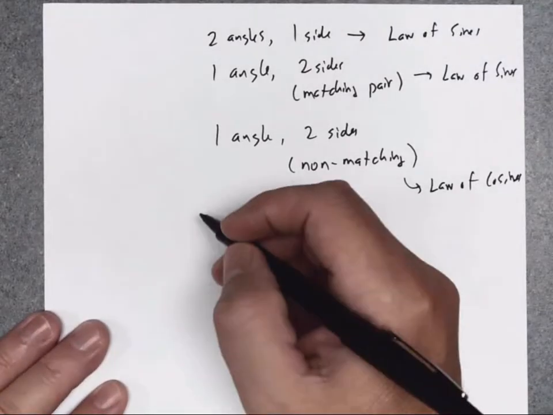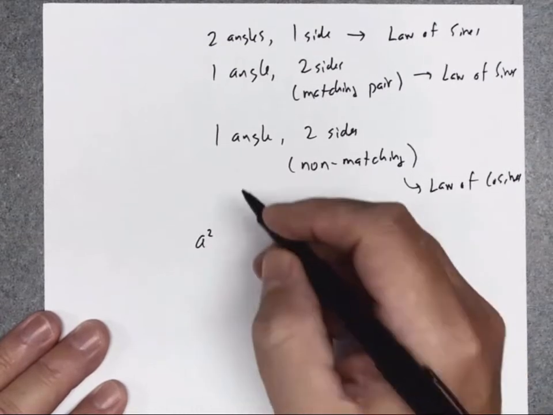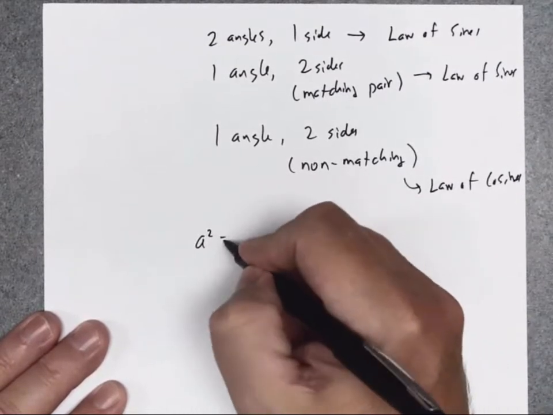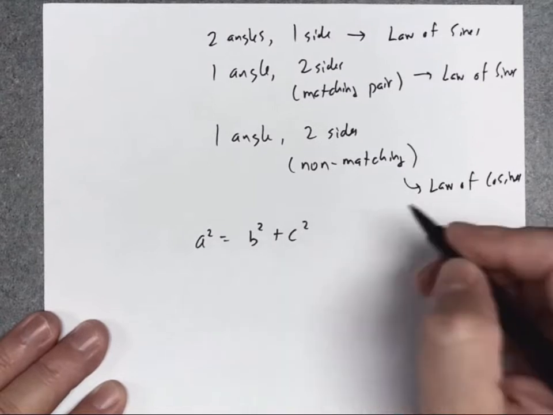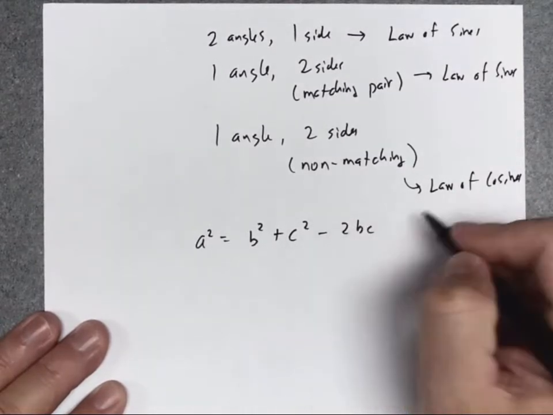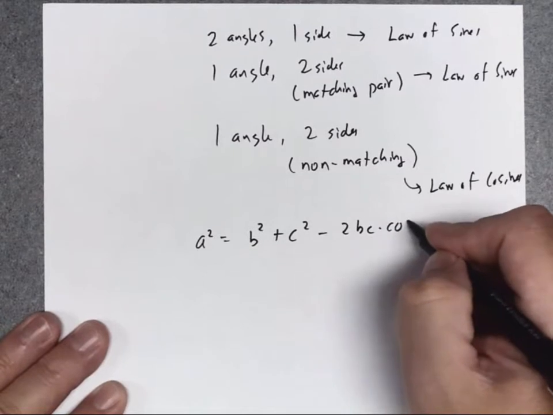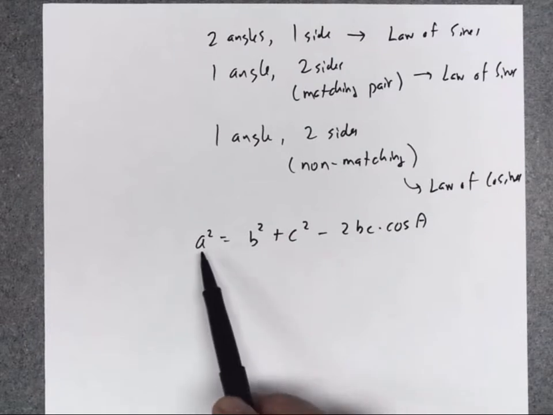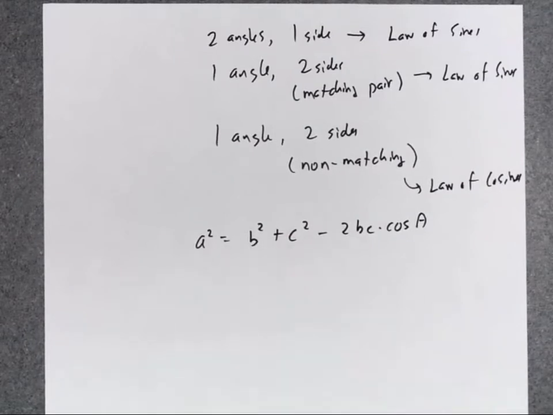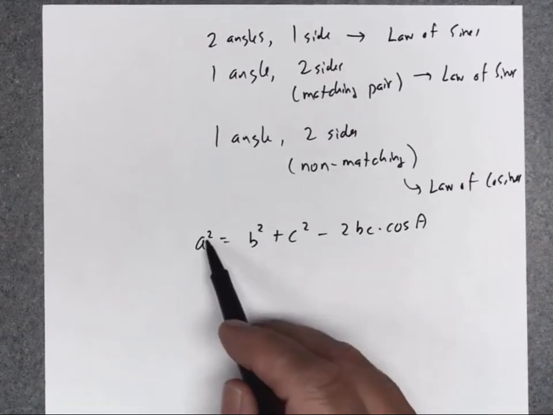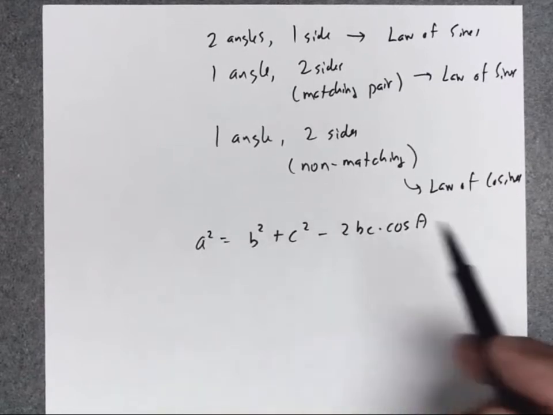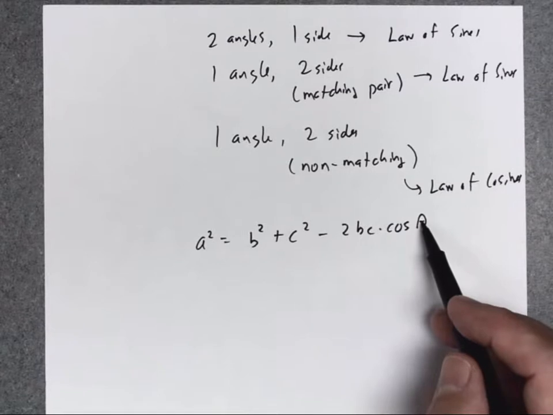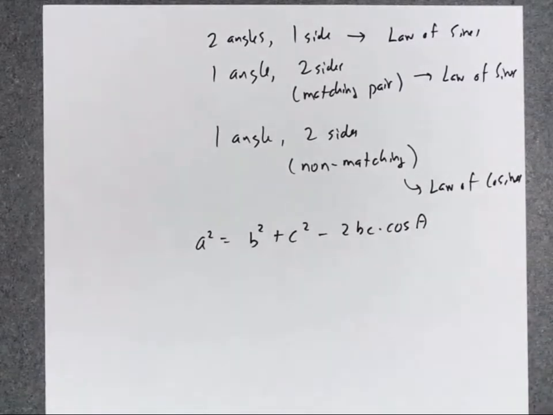Let me just write them down. A squared, this is the side A, equals B squared plus C squared minus 2BC times the cosine of A. So if I look at this, what's interesting is I have all three sides represented here and then one angle. You notice over here by itself is the side A squared, which lo and behold gets matched up with the angle over here in the cosine. And this is a pretty messy equation.